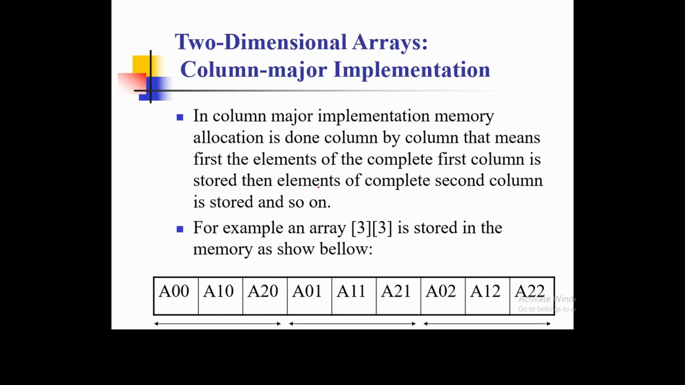Now the column major order implementation. In column major implementation, memory allocation is done column by column. That means first the elements of the complete first column are stored, then the elements of the complete second column are stored, and so on. Like if we are having this array, I will draw the array here. Suppose I want to draw here.